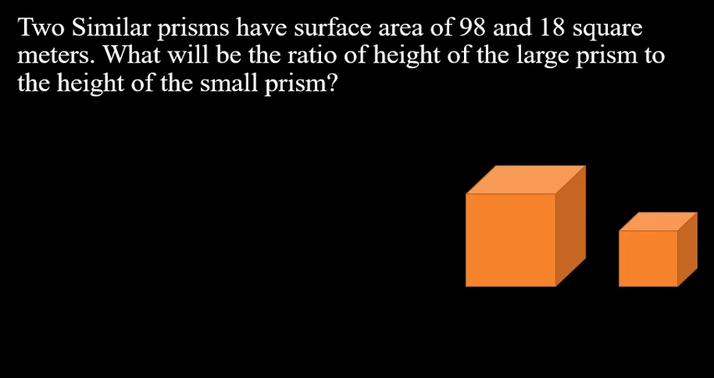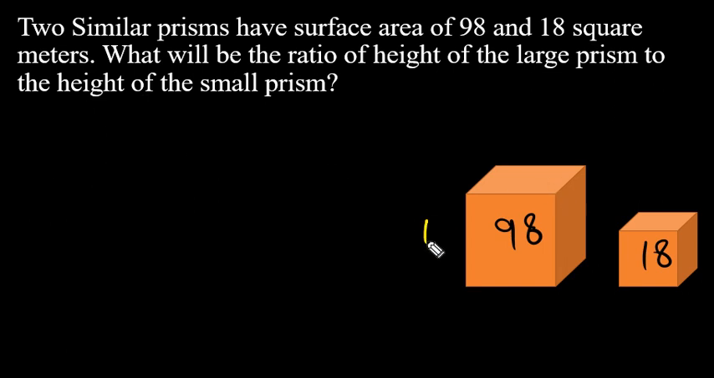Now next question, you have two similar prisms. This time the surface area is given. The surface areas are 98 and 18 square meters. So this is 98, this is 18. What will be the ratio of the height of the large prism to the height of the small prism?